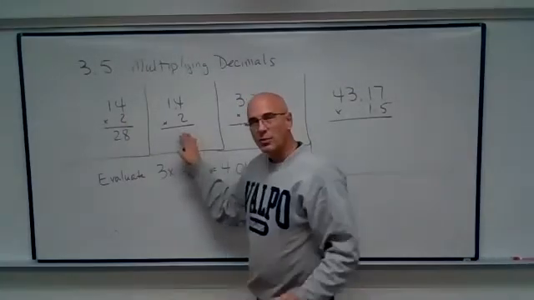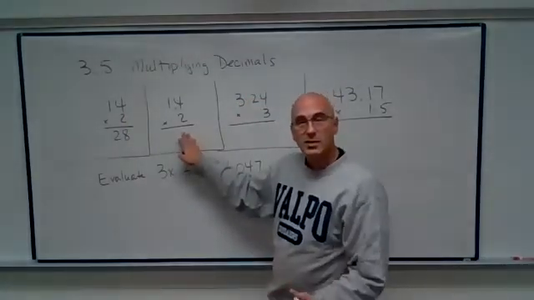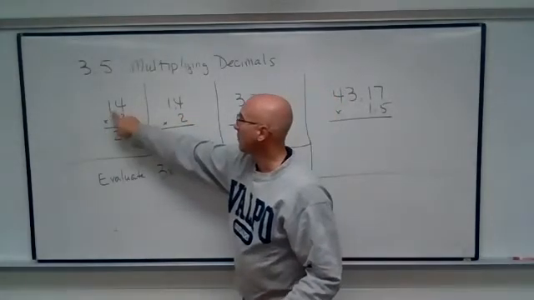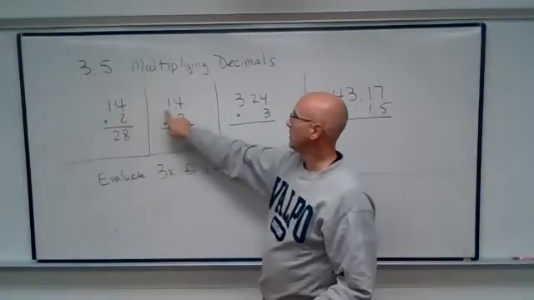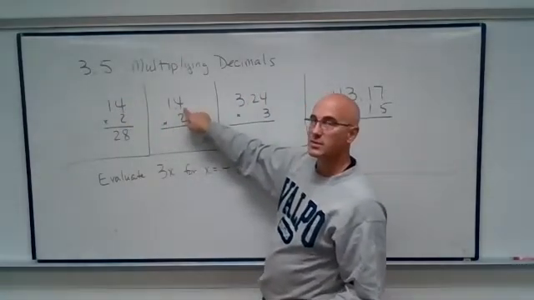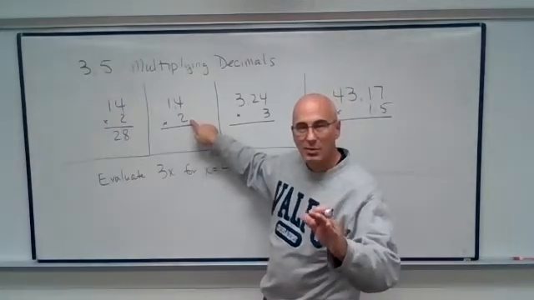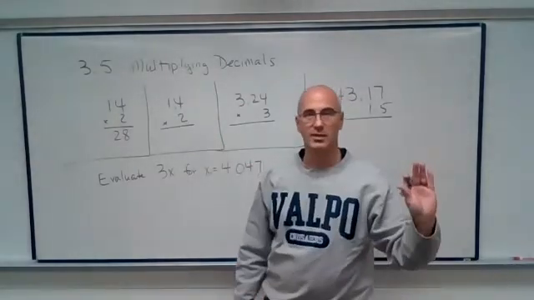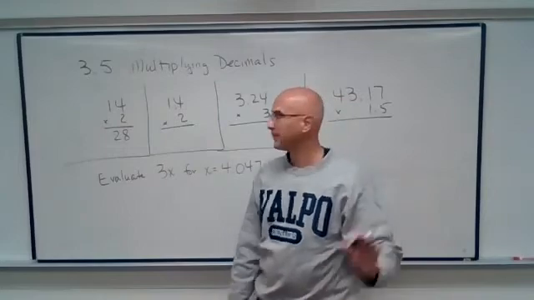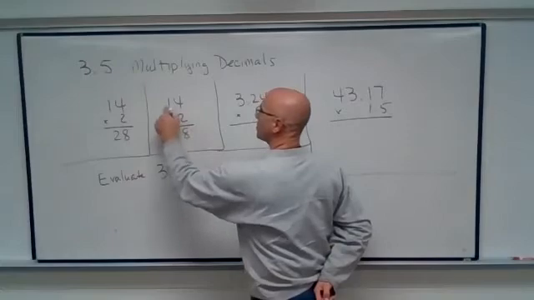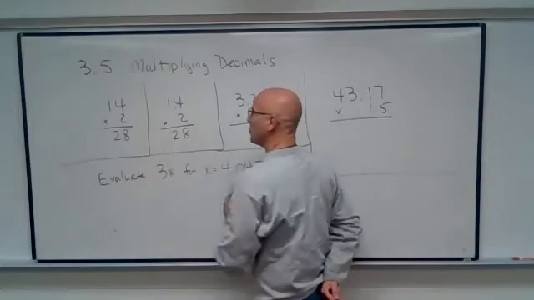Now we're going to move over to this problem. It looks kind of similar, but I added a decimal point. So instead of 14 times 2, it's 1.4 times 2. I am going to do the same multiplication. First, pretend that the decimal point is not even there. 2 times 4 is 8. 2 times 1 is 2.